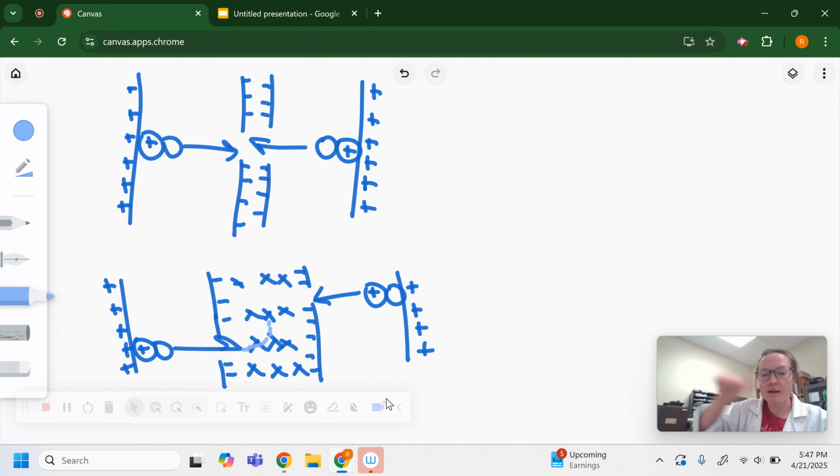Meanwhile, our little guy on the top is going this way. The magnetic field is going in, so he's going to get shoved down and meet up with the other guy like this. And they'll both end up meeting at the same place.